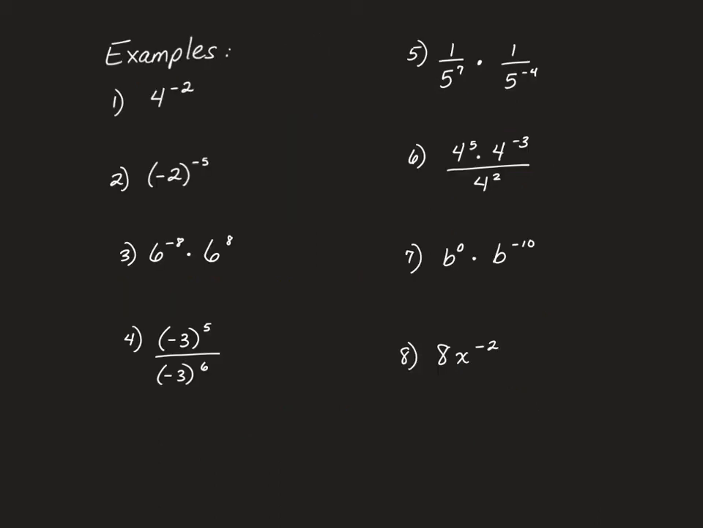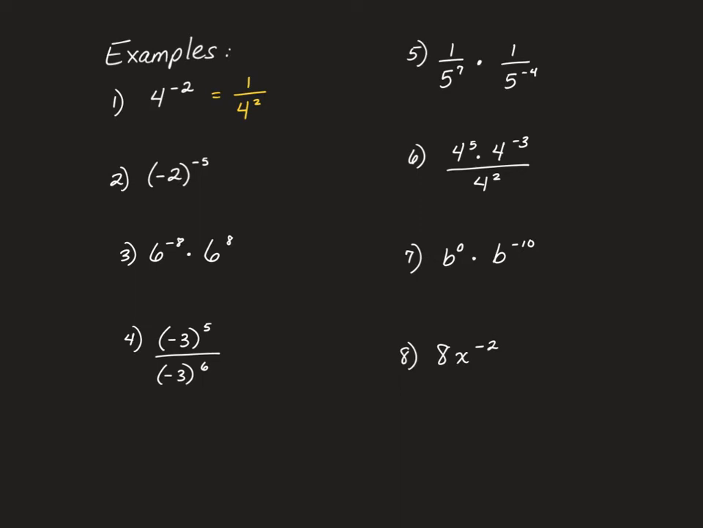All right, let's work on some examples. In number 1, I have 4 to the power of negative 2. So that is the same as 1 over 4 to the power of positive 2. The reason for this is what we learned on the previous page, that anything with a negative exponent means that the whole thing gets moved underneath and the exponent becomes positive.